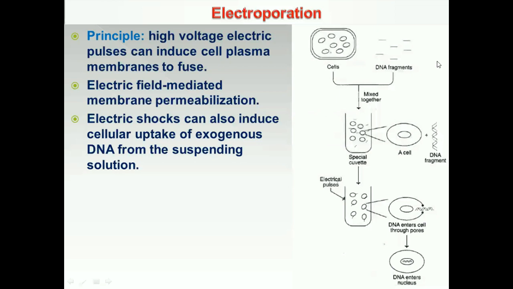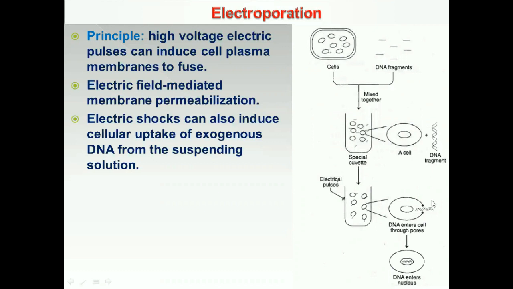Now these exogenous DNA fragments get fused with the bacterial cells, and enter through the pores, and then the DNA enters the nucleus, and ultimately it forms the recombinant DNA. So this is called electroporation. Fine.